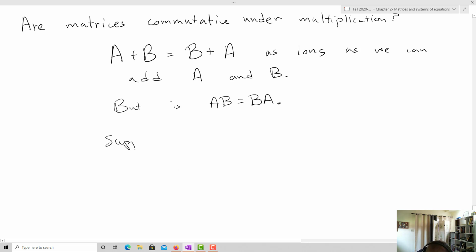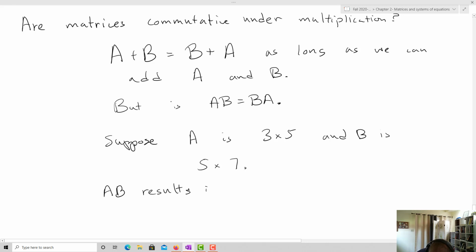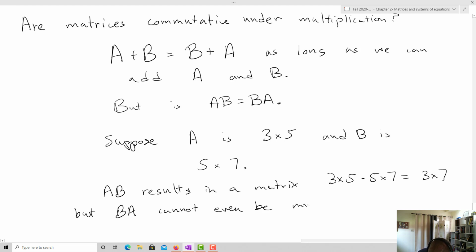So suppose that A is 3 by 5, and B is 5 by 7. Well, AB results in a matrix. We've got 3 by 5 times 5 by 7, and that'll equal a 3 by 7. Great. But BA cannot even be multiplied. So that's not even going to work.